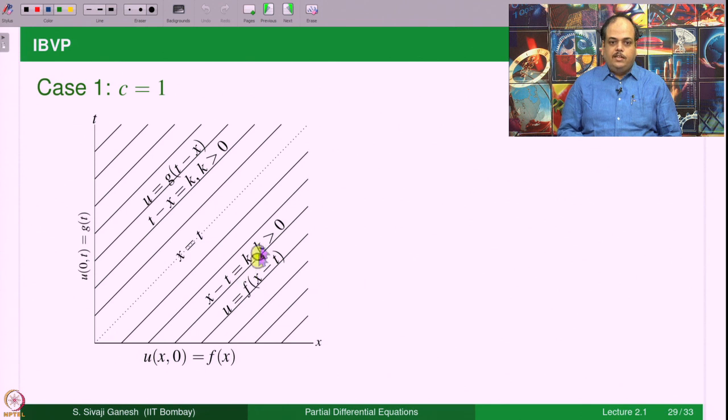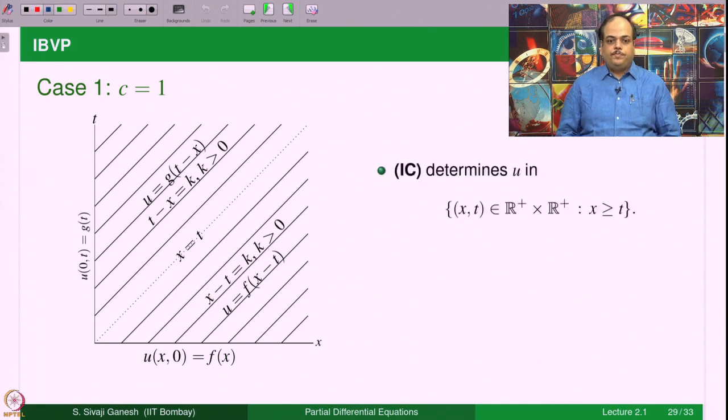To the right side of that, this region corresponds to x bigger than or equal to t, there it is f of x minus ct. Similarly, you can show that here it will be g of t minus x, that will be the solution. So, on this line t minus x equal to k, the solution will be g of k, and on this line x minus ct equal to k, the solution will be f of k. So, the initial condition determines u in this region and the boundary condition determines it in this region.